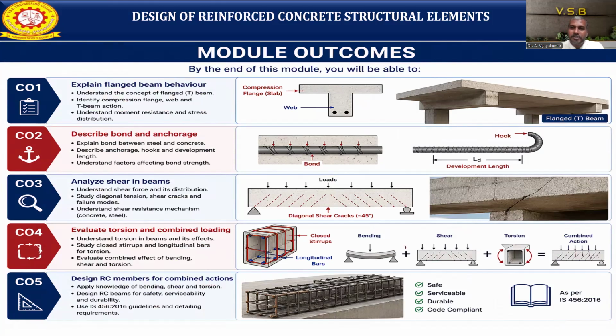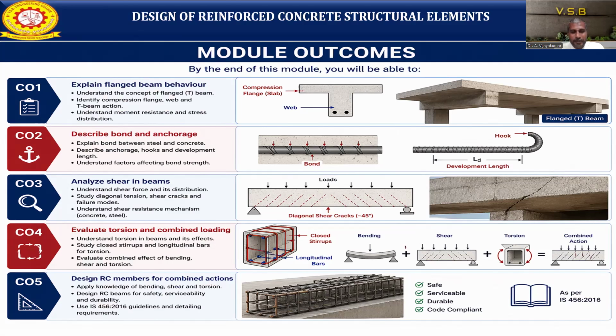Okay, dear learners, I hope you understand what you learned here. This is the outcome you learned. What is the first outcome? You are able to explain the flanged beam behavior. Now you can understand what a flanged beam is, or I can call it a T beam. You can identify the compression flange and web.